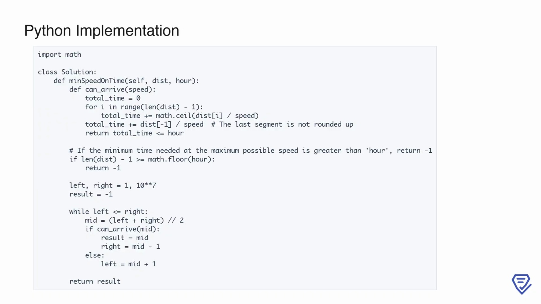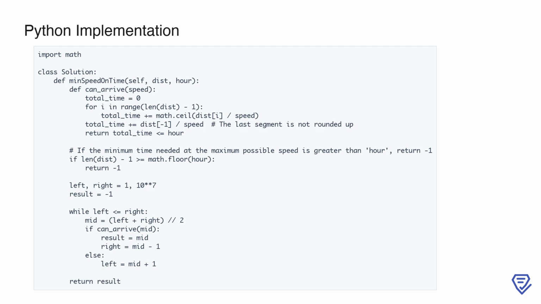1. Helper function can_arrive(speed). This function calculates the total travel time at a given speed. For all segments except the last, the time is rounded up using math.ceil, since you can't leave a segment partially completed. For the last segment, the exact time is used since it doesn't require rounding. This ensures the travel time calculation is accurate.